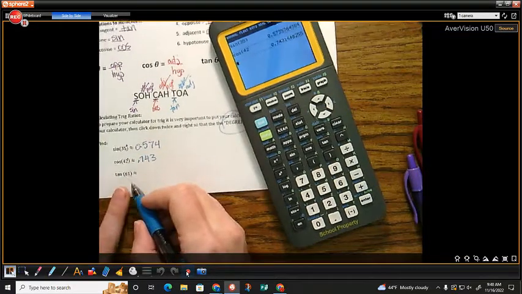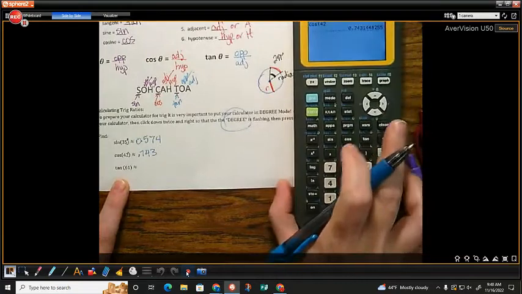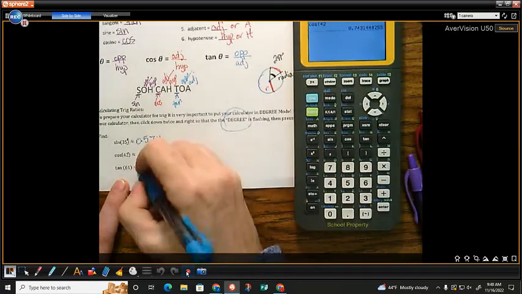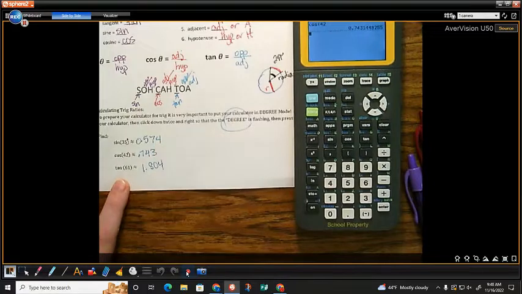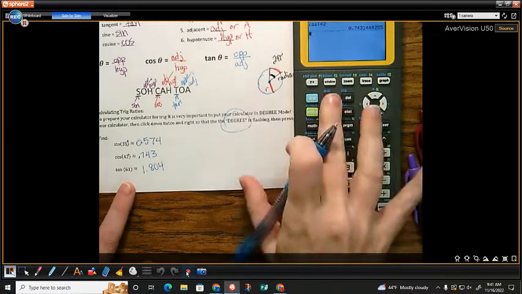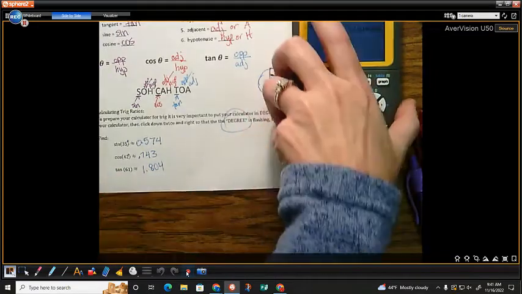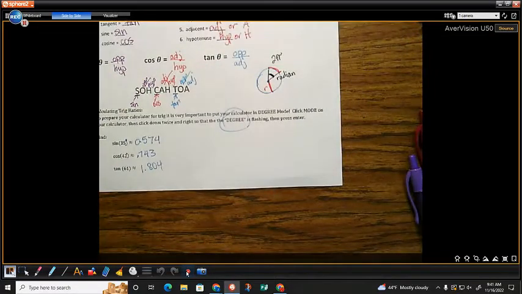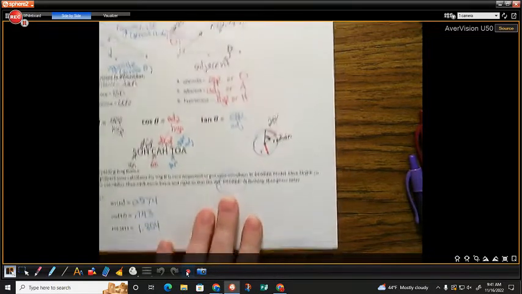Okay, and then the tangent of 61, somebody who found that one? 1.804. Okay. What should you not get? Negatives. Guess what you did if you got a negative? You didn't change it to degrees. So if you ever get a negative on here, go back and check your mode and make sure you put it in degrees, because those will not happen with degrees. All right, now we're ready to see what we can use this for. Turn the page.